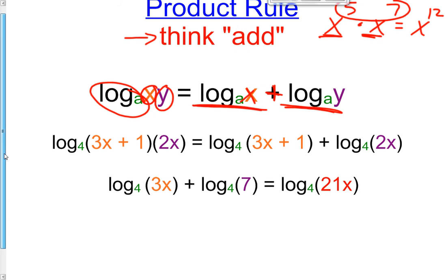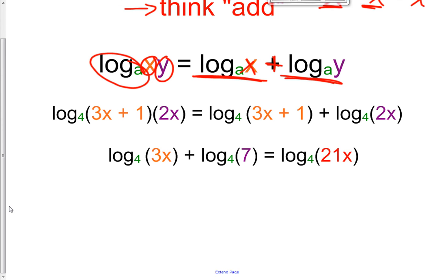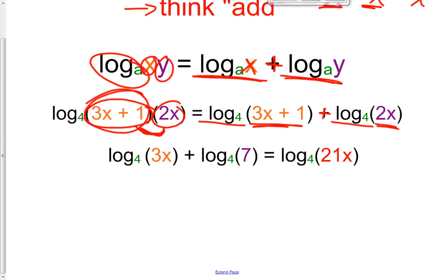Let's look at this in another context. The log base 4 of 3x plus 1 multiplied by 2x. Being that this is a product right here, I can expand this log by keeping the same log base 4, and adding the 3x plus 1 and the 2x. So it's log base 4 of 3x plus 1 plus log base 4 of 2x.